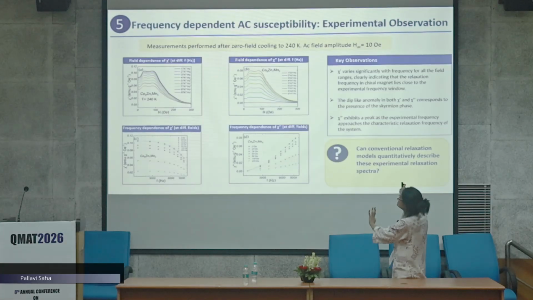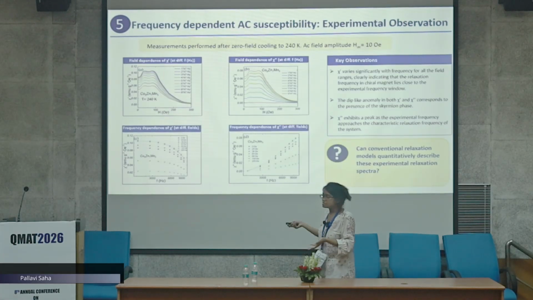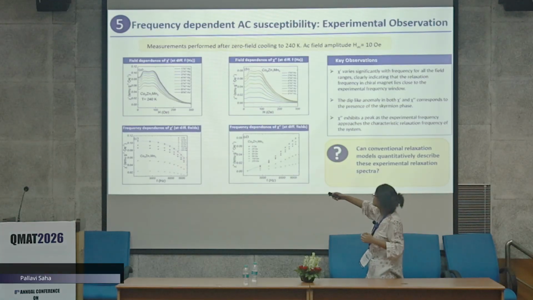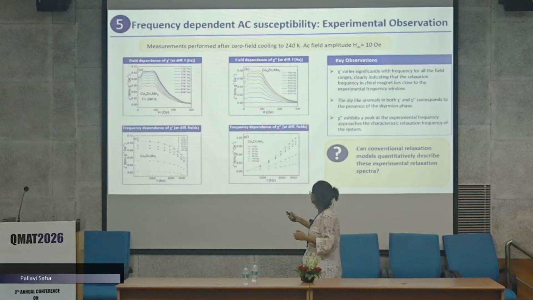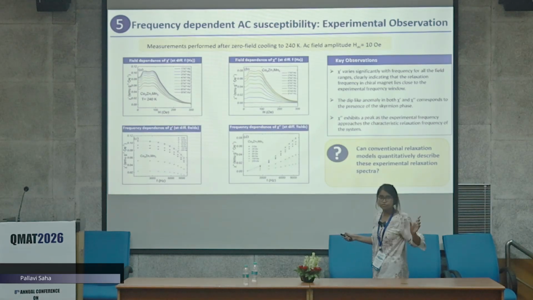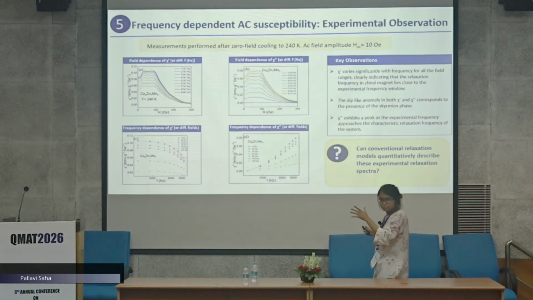So this is our data, the frequency dependent AC susceptibility data which we have taken for this chiral magnet. So as we can clearly see over here, the frequency dependent behavior in the real and imaginary part of AC susceptibility, both of them are considerably changing with frequency, and this shows that the relaxation frequency of this system lies somewhere near the experimental range.